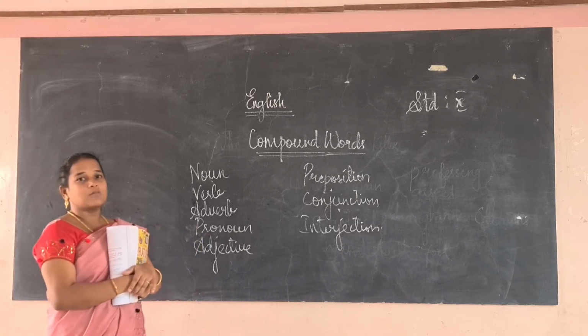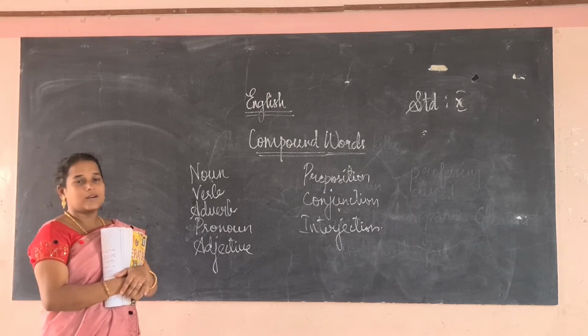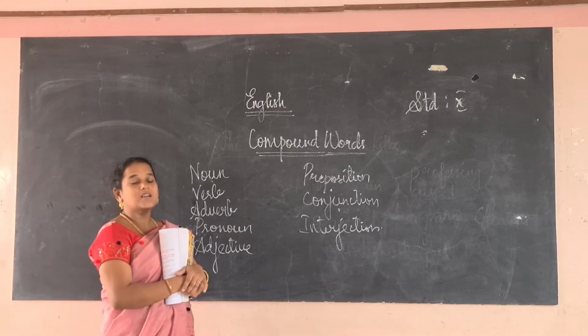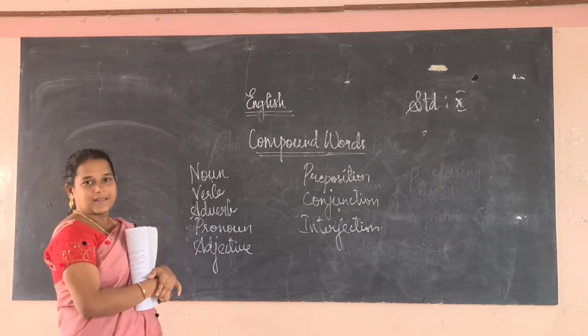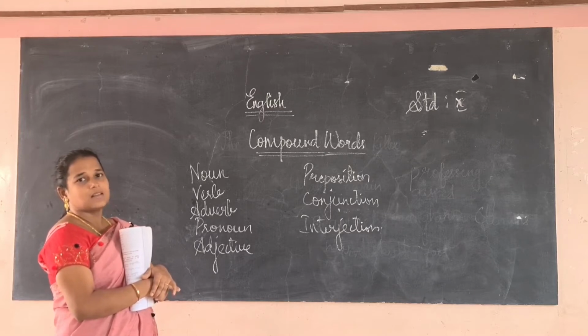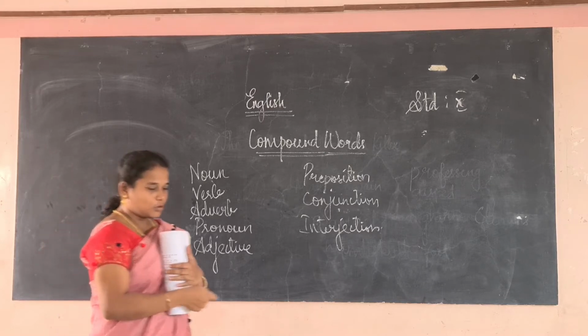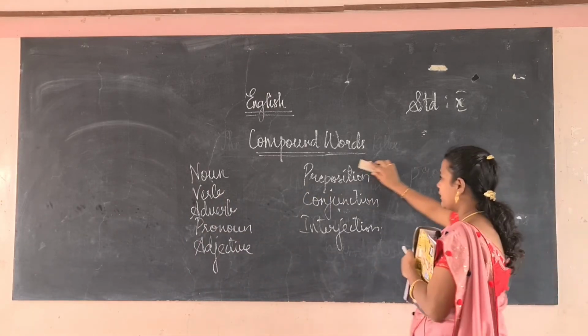And one more thing, for compound words we have to know about gerund. Gerund is a new word, it's not included in the parts of speech. Gerund means verb plus ing. If you add ing to an action word, it becomes a gerund. So these are the things you have to know before learning compound words.